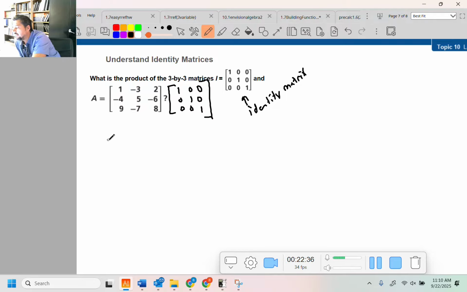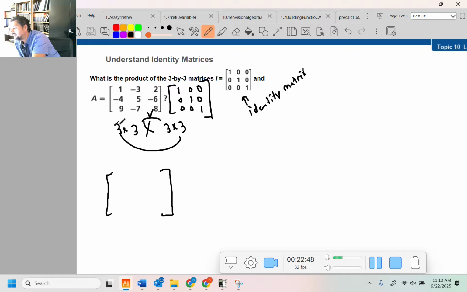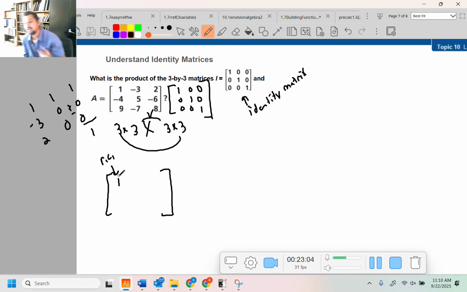All right, so I'm going to do a little bit of this by hand. We're taking a 3 by 3 and we're going to multiply it by a 3 by 3. The insides match, we're good to go. The outside is the dimensions. Think about your position, row 1, column 1. Row 1 is going to be 1, negative 3, 2. Column 1 is 1, 0, 0. 1 times 1 is 1, 0, 0. And we add down and we get a 1, which is exactly what we had. Remember, this is called an identity matrix.